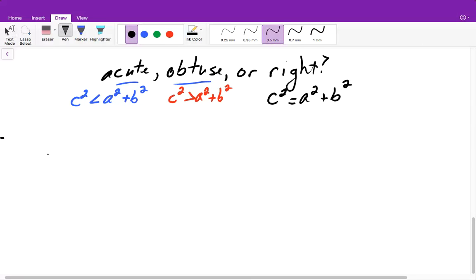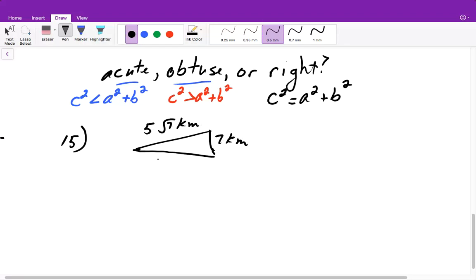All right, so I'm just going to go ahead and pick one question, and I will pick 15. All right, so 15, you are given this triangle here. So we have 5 times the square root of 7 kilometers. We have 7 kilometers, and we have 16 kilometers.